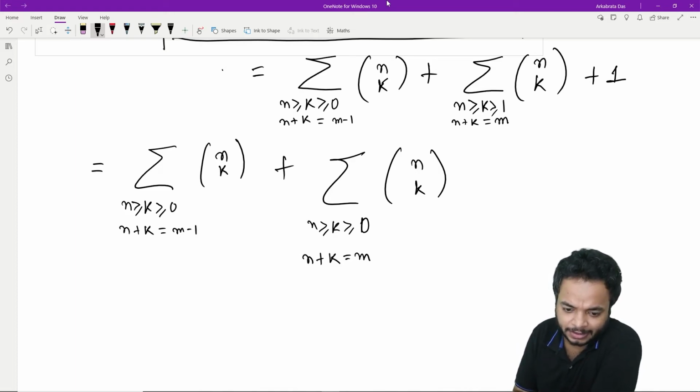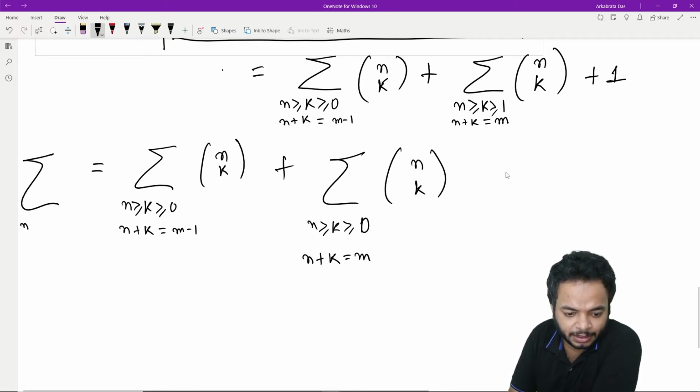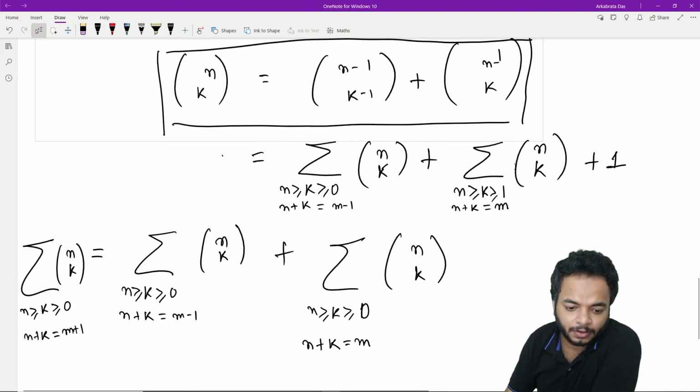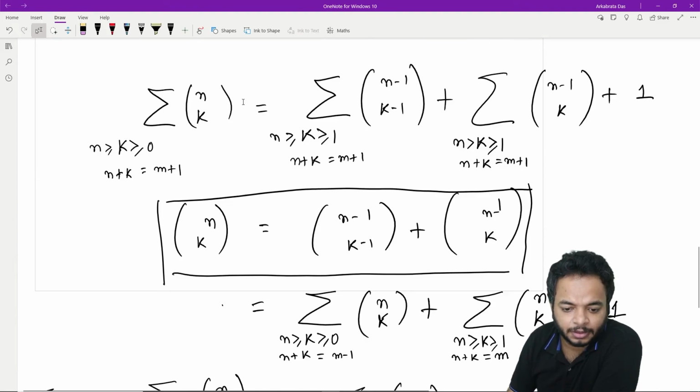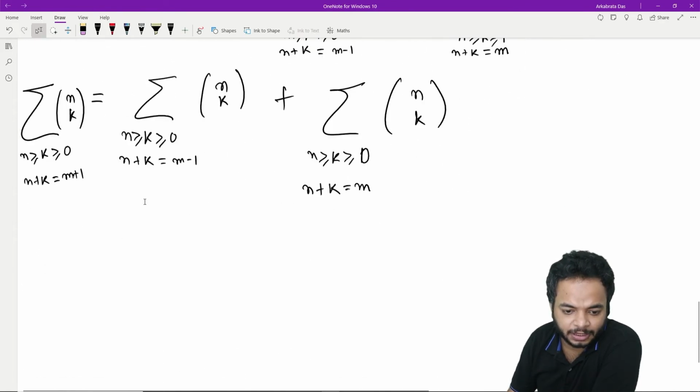That is, you see that this is where it's satisfying. Like, what was the left hand side? It was the sum over n greater than or equal to k greater than or equal to 0, n plus k equal to m plus 1, n choose k, as you can see here. Okay, this is where we started. So that was the left hand side, right?